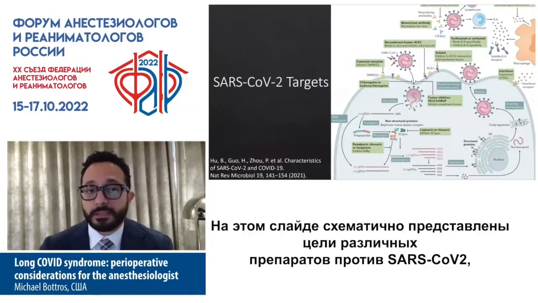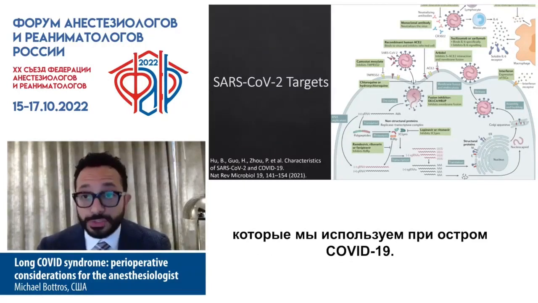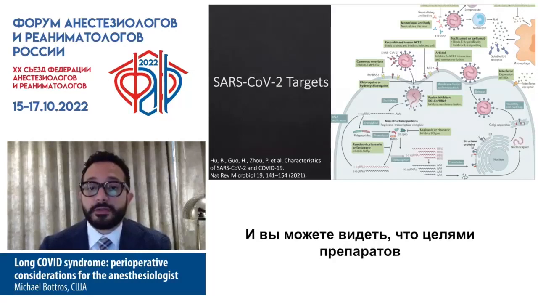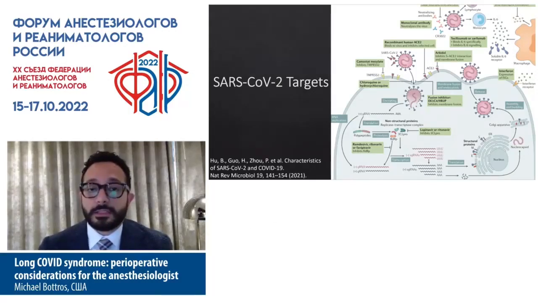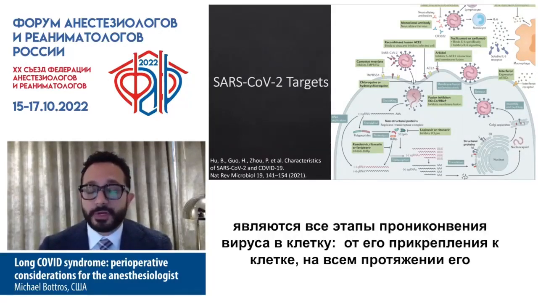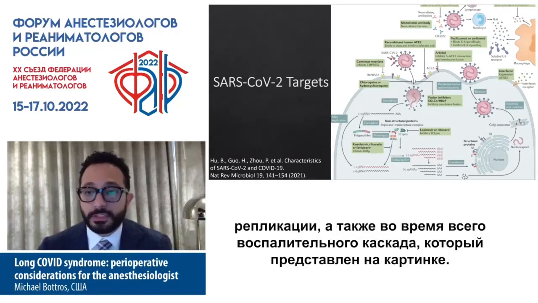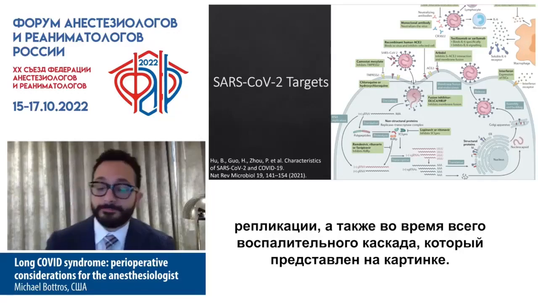This is a summary slide of all the different SARS-CoV-2 targets regarding the medications that we use in acute COVID. And you can see that it is trying to target everywhere from attachment to the cell, all the way through replication, all the way through the inflammatory cascade that you can see.